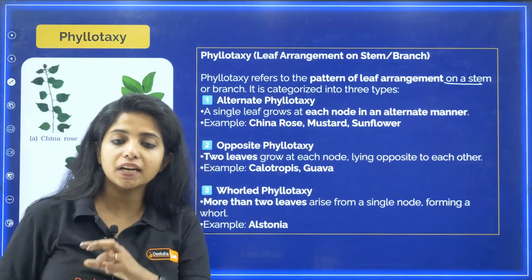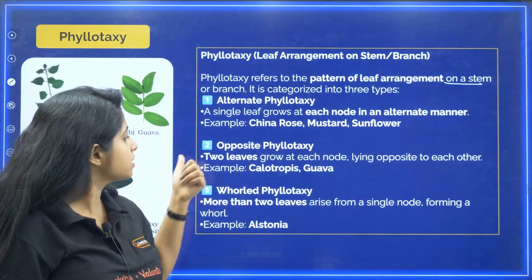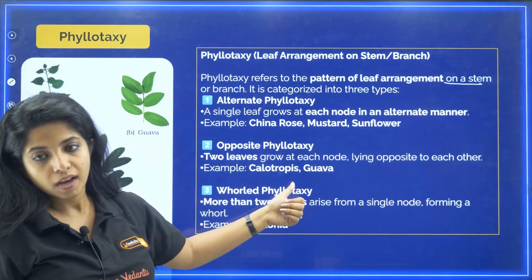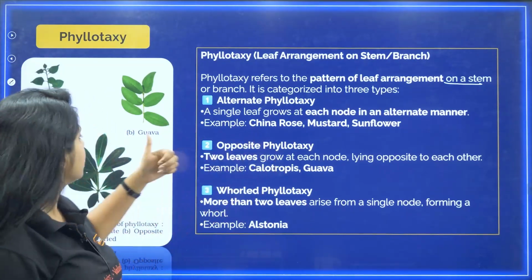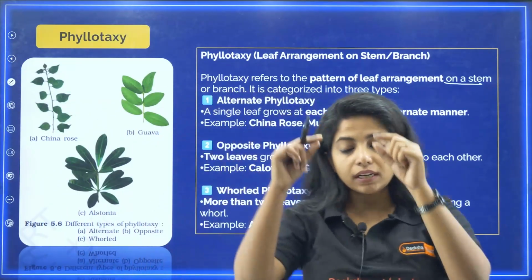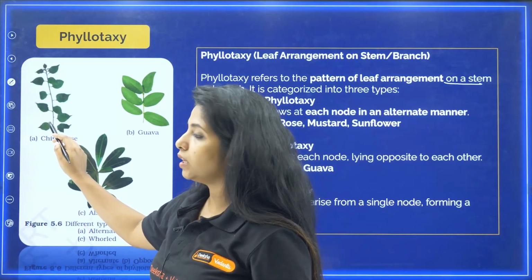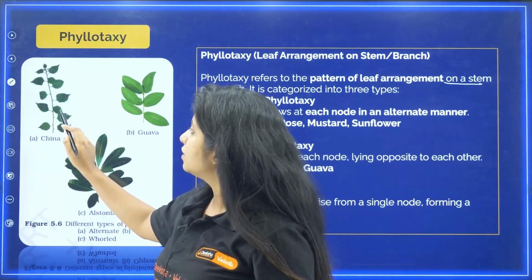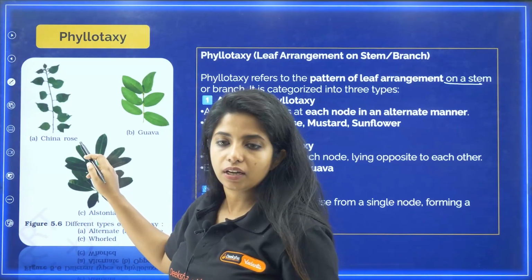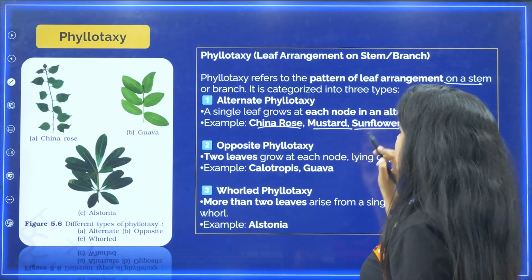It is again categorized into three types, that is alternate phyllotaxy, opposite phyllotaxy and whorled phyllotaxy. What is alternate phyllotaxy? As the name suggests, in the case of China rose, you might have seen how the leaves are arranged. If one is there in one node, in the next node it will be there, again here, again here. So alternately they are arranged. This is seen in China rose and also mustard and also sunflower.